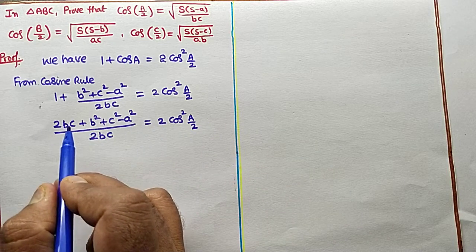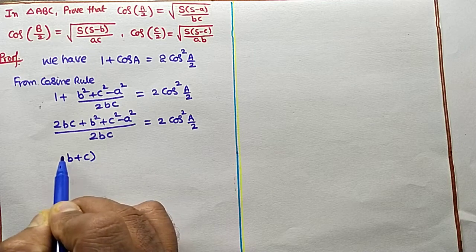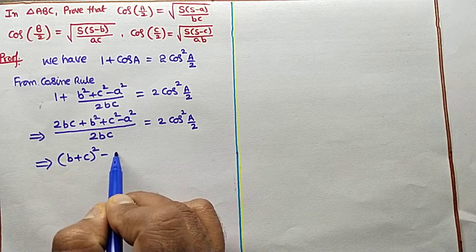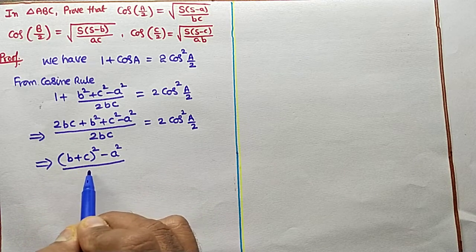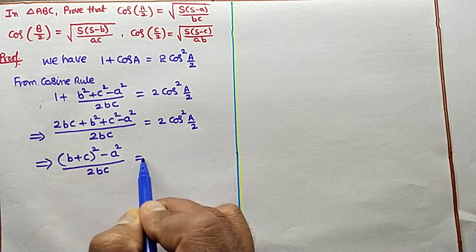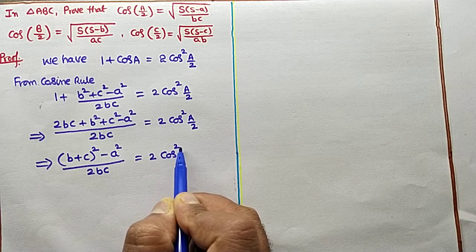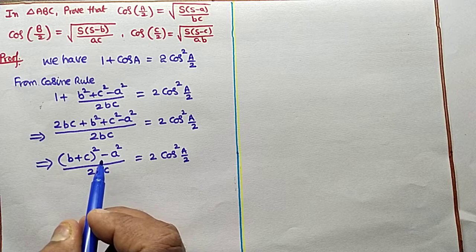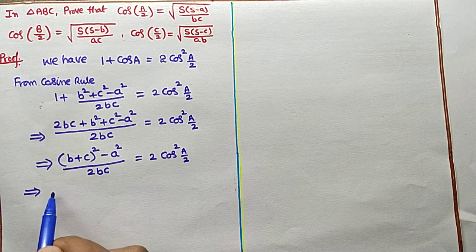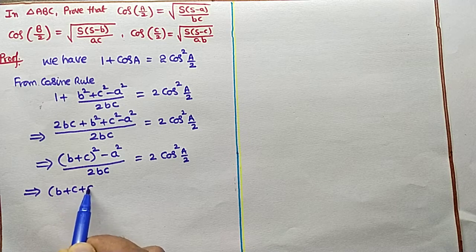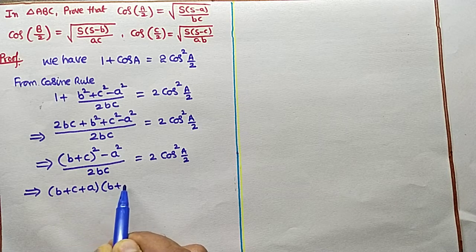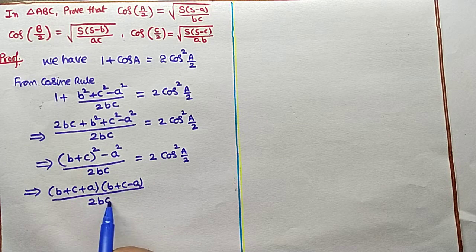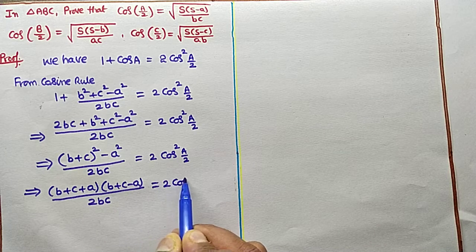B square plus C square plus 2BC is the expansion of B plus C whole square. Minus A square divided by 2BC, which is equal to 2 into cos square A by 2. Again, A square minus B square, it is in this form. So we can write it as B plus C plus A into B plus C minus A divided by 2BC equal to 2 cos square A by 2.